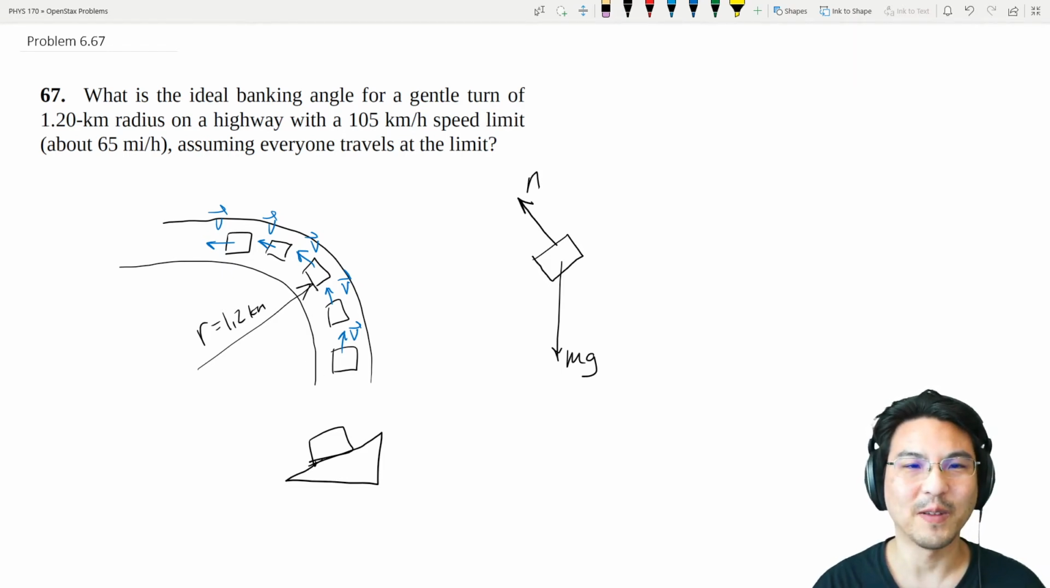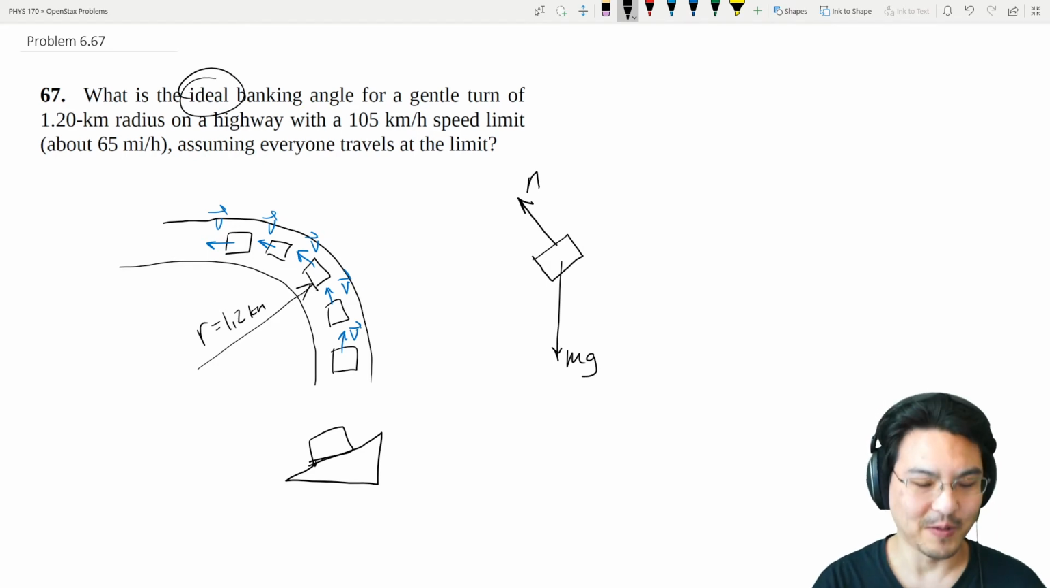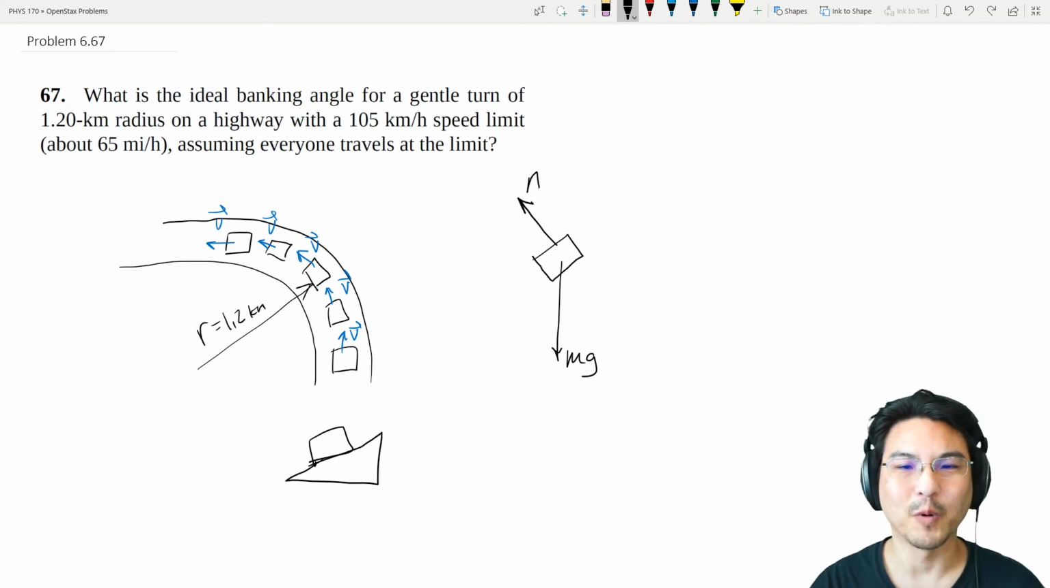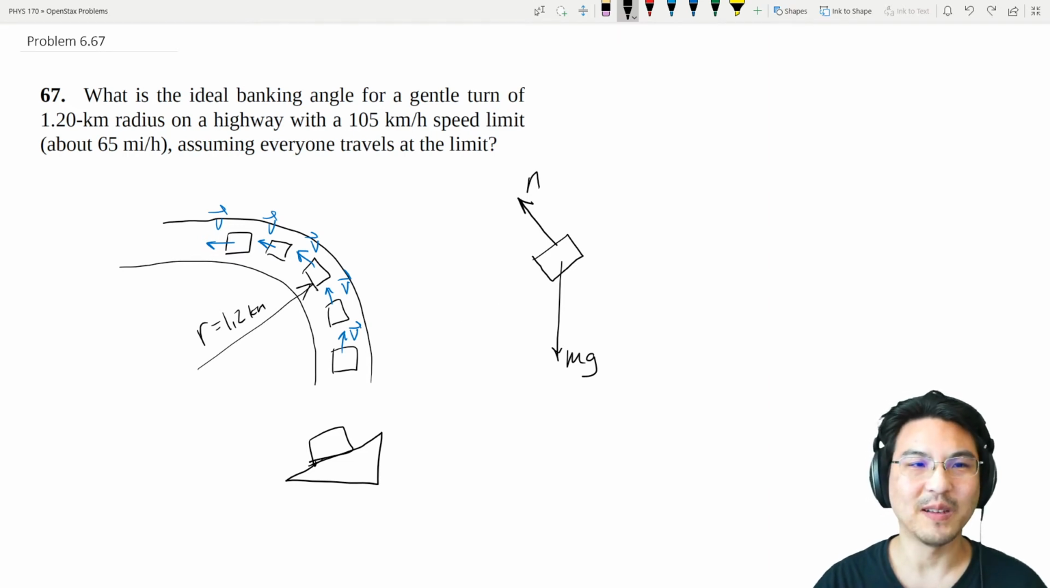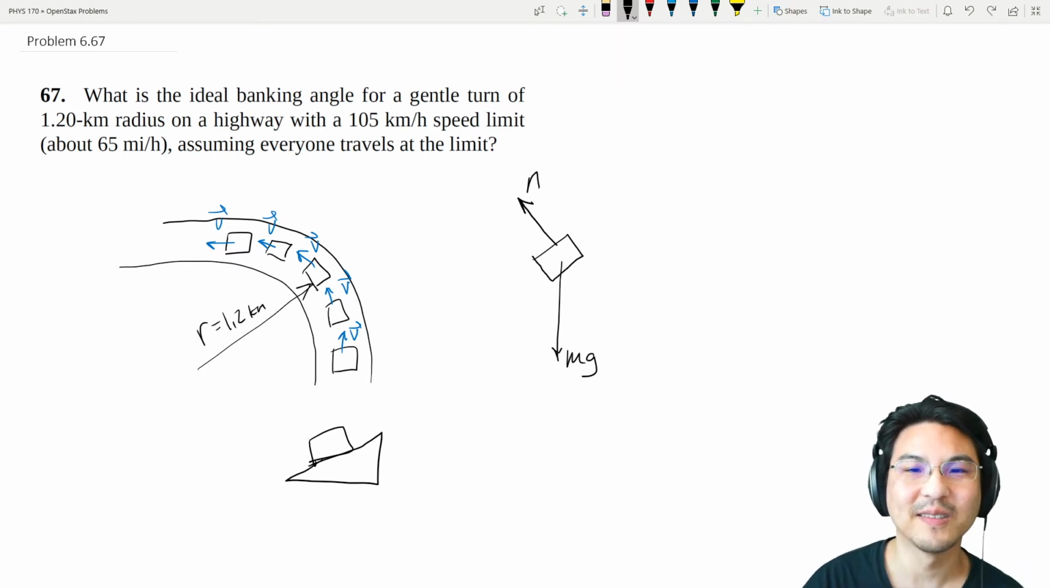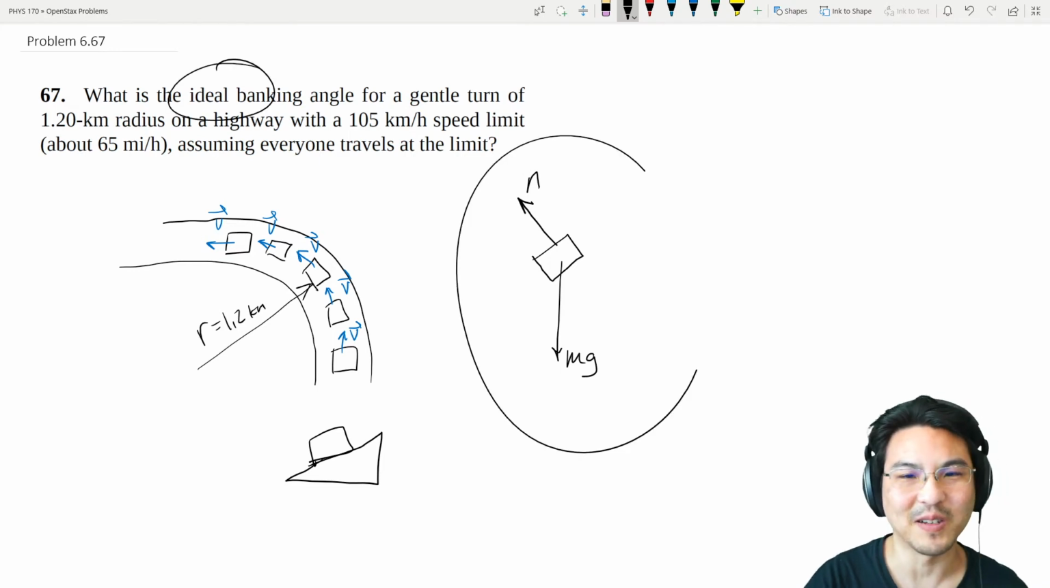But if everything is ideal, you're going at just the right speed where you don't need friction this way or this way. So you have the right speed and the right angle and the right radius. Then we have this ideal situation like this.